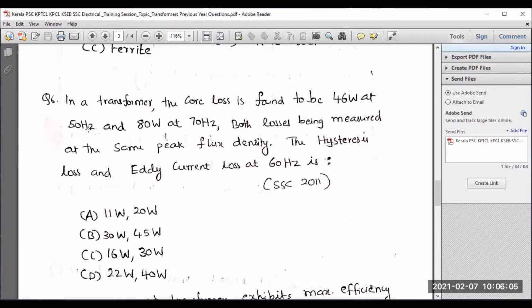Core loss. So you can write core loss. Core loss is nothing but the summation of hysteresis loss and eddy current loss. Let me call core loss PC, hysteresis loss PH, and eddy current loss PE. Clear? This you have to remember.